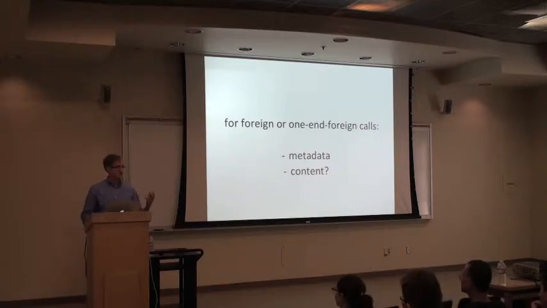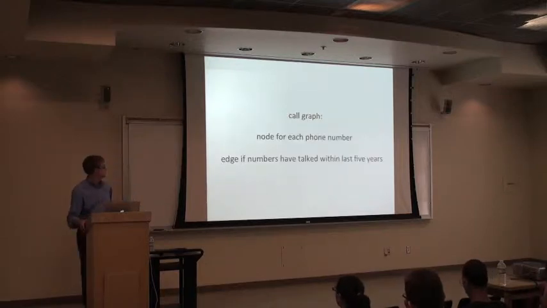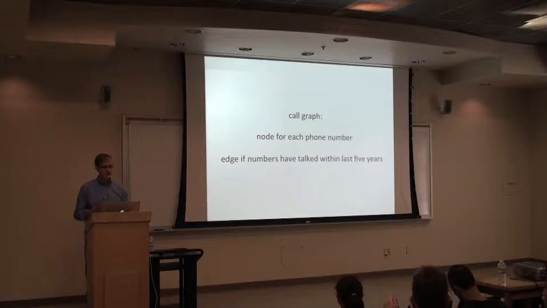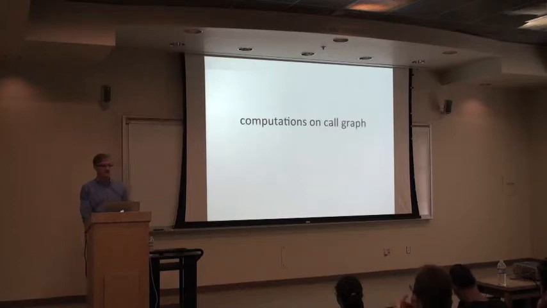So domestic calls where they have just information about who called whom and so on. The first thing they obviously do with this is they build a data structure which we'll call the call graph. It's a graph that has a node for each phone number and has an edge between two nodes if those numbers have talked to each other at all in the last 5 years. So that's the call graph. And then they do some computations on the call graph. In particular, there are two computations that they do.